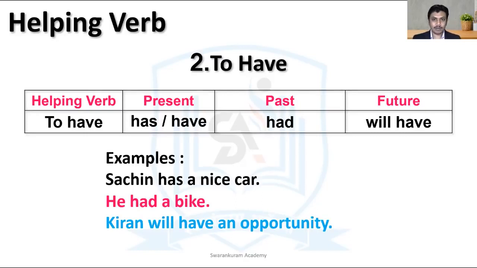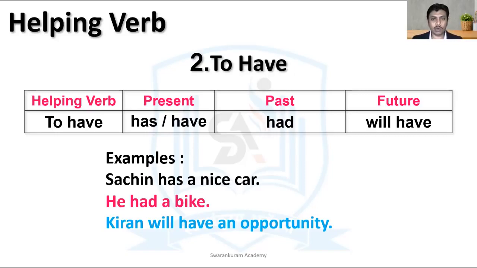Now, let's try to understand with examples. Sachin has a nice car. Sachin is the subject. He has a car. That is the importance of to have. Now, he had a bike. It is in past. The possession goes in past. The ownership is indicated in past. And Kiran will have an opportunity. There is a boy, he will have an opportunity. So the action of possessing something will be in future. So it's a simple thing: the helping verb to have indicates the possession or ownership of the subject. This is the most essential difference between to be and to have.